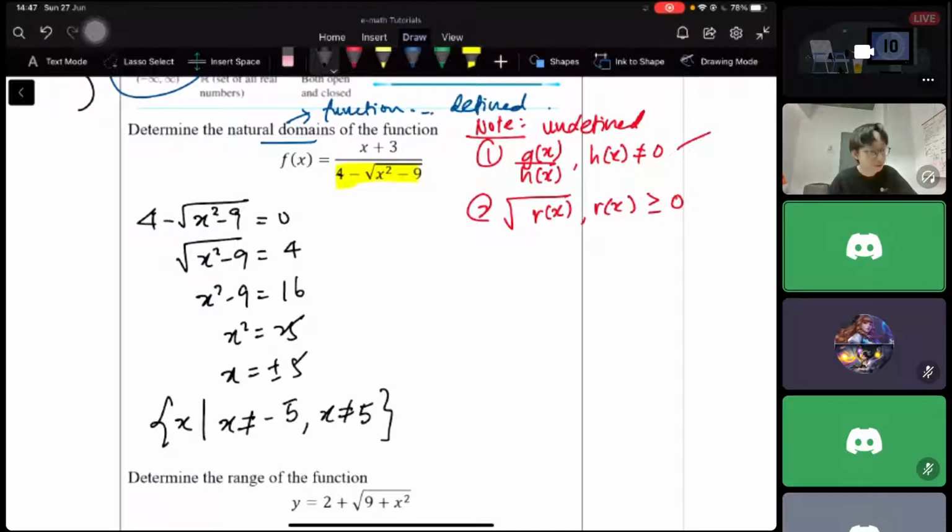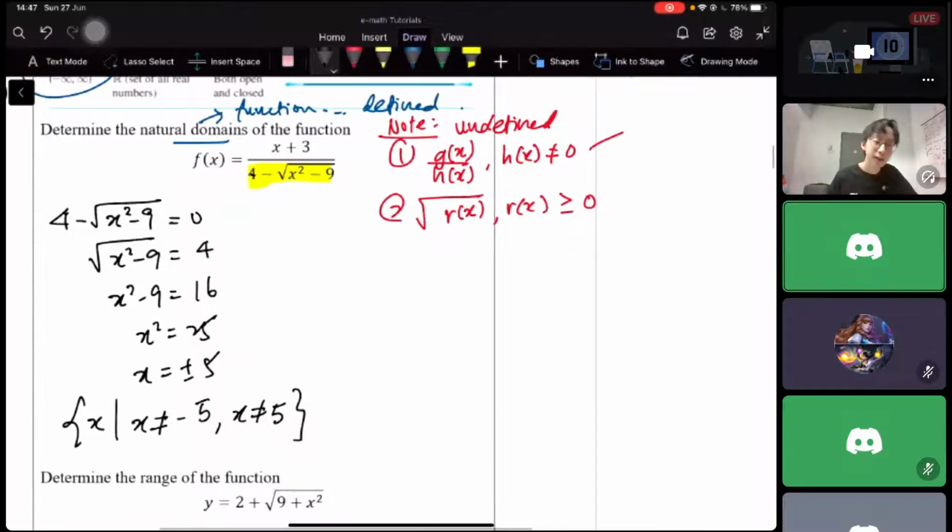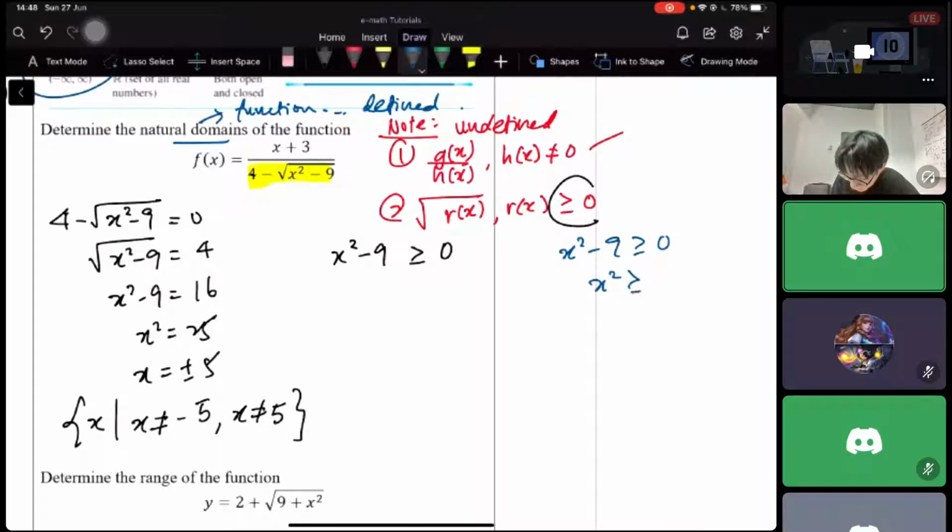Then what about square root? This is to avoid that you get a complex number. So you just let this x squared minus 9 be greater or equals to 0, right? And don't go and shift this like this. X squared minus 9 greater equals 0, x squared greater equals to 9. Oh, you know what? X greater equals to plus minus 3. This is nonsense. This is nonsense.